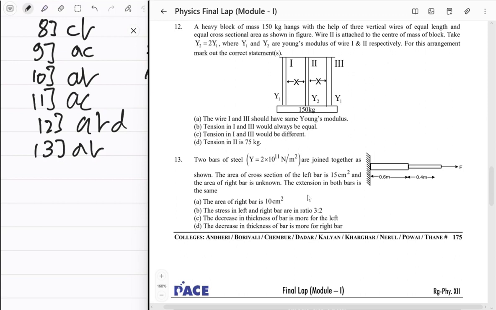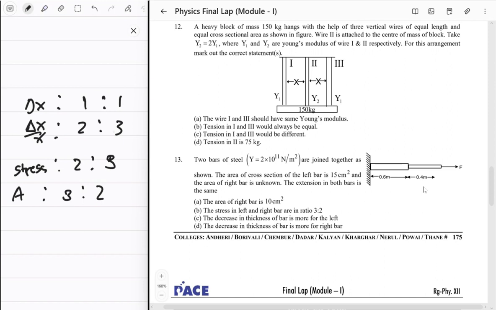The decrease in thickness of bar is more for left. Thickness of bar, what do you mean by that? Is Poisson's ratio given exactly? No, it isn't given. So how? Okay, but it will be the same for both, right? It will be the same, that's the main thing. So the strain ratio is 2:3, so the right bar must have had more lateral strain too.